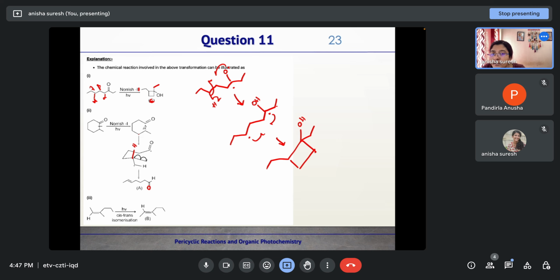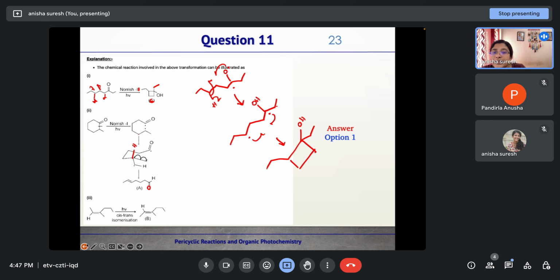Is it clear? This will be Norrish type 2 and this will be Norrish type 1 reaction, and here a cis-trans isomerization will be taking place. Okay.